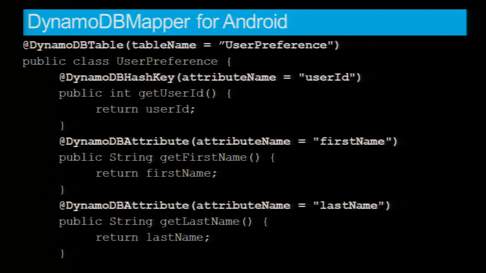What you see up on the screen right now is a snapshot of the DynamoDB Mapper for Android. The DynamoDB Mapper for Java has been available since we launched DynamoDB earlier this year. We recently ported it to Android. What you're seeing up on the screen is just a small portion of a class with a few annotations: the DynamoDB table, the DynamoDB hash key, and the DynamoDB attribute. We'll go into detail about all the different annotations, but basically this is the minimum amount of information you need to actually get started using the DynamoDB Mapper.